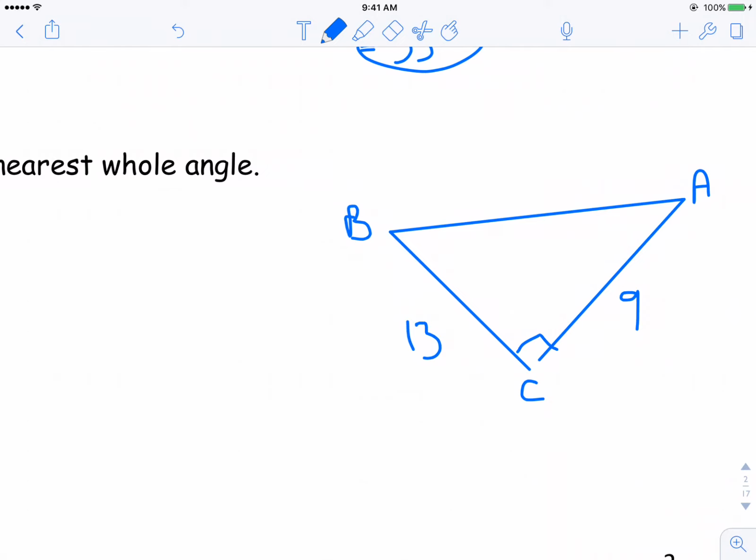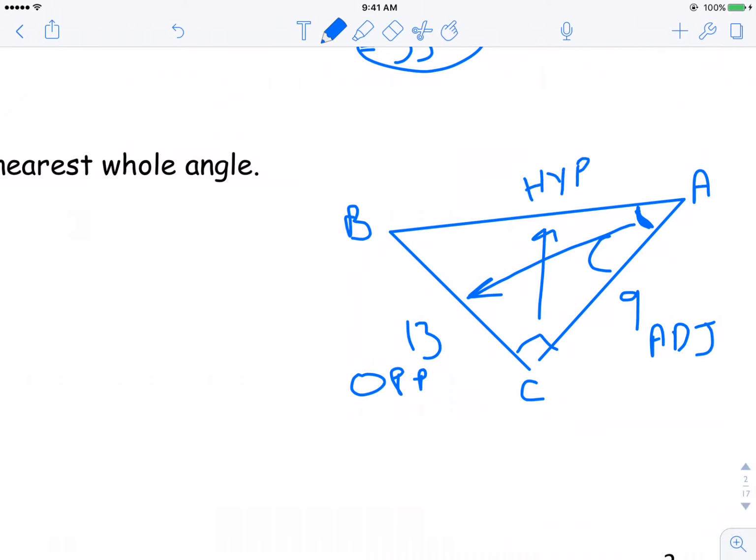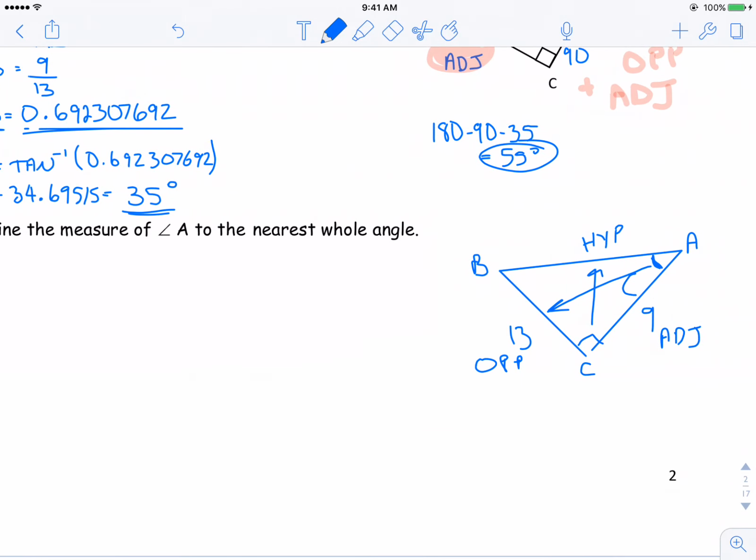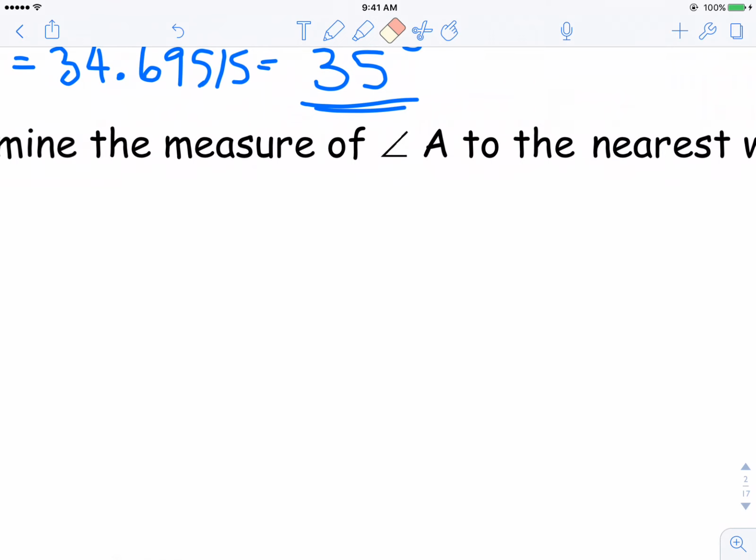So if this is angle A, this is what we're talking about, is angle A. This is my opposite side. This is my adjacent side. This is my hypotenuse, which really doesn't matter in this question. What trig function uses adjacent and opposite? Well, we know that that's tangent. So I write down my formula.